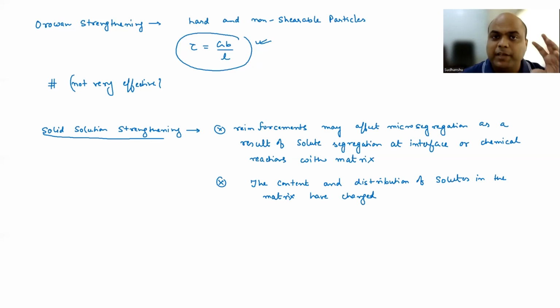Okay. So what is happening? You have the reinforcements, right? And they have interfaces as we have discussed. So solutes can segregate at those interfaces. So these can lead to solute changes in the matrix, right? Solute content and distribution. Second, you can get chemical reactions between the matrix and the particles themselves, right? And if that happens, you are going to also change the solute content and distribution, especially near the interface, right? And that way you can indirectly enhance the strength.